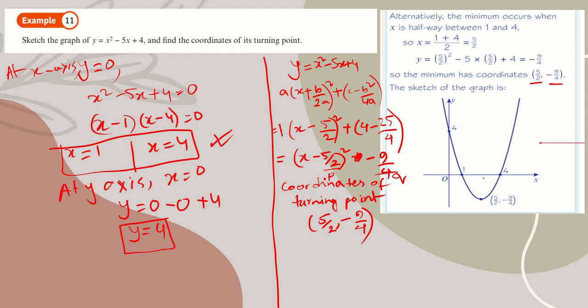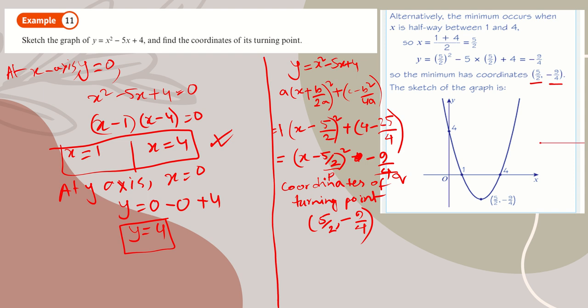Okay, then where is the minimum point? 5 by 2, minus 9 by 4. So this is how your graph should look like. The sketch of the graph should be this. Okay, so I hope this is clear.